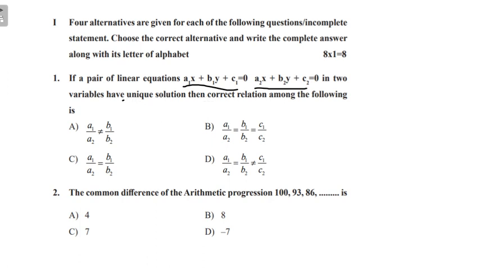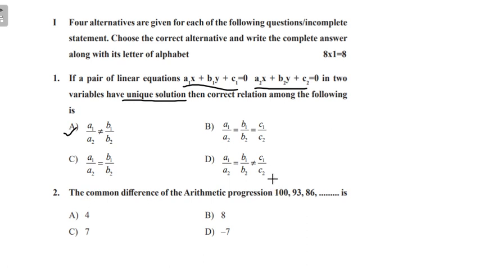So now in the unique solution, you have the condition where the first option is correct. a1/a2 should not be equal to b1/b2. Okay, now moving on to the next one. The common difference of the arithmetic progression 100, 93, 86. You have to find what the common difference is.